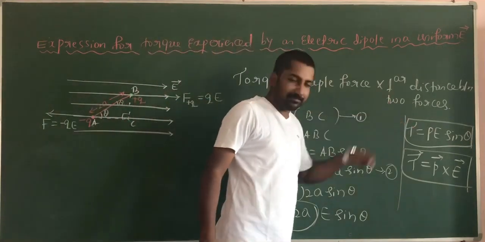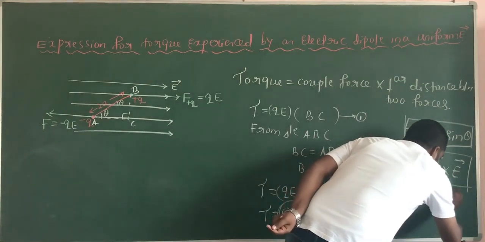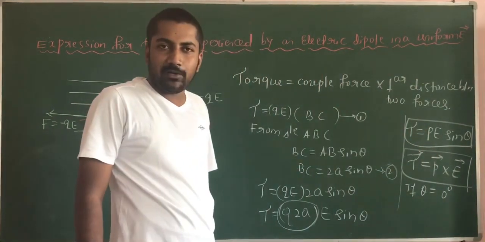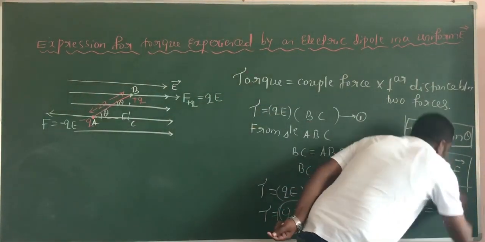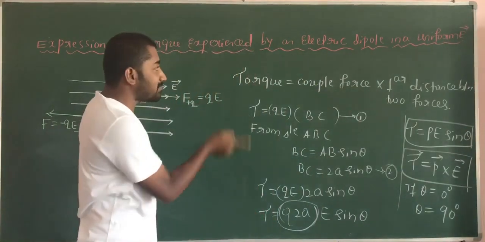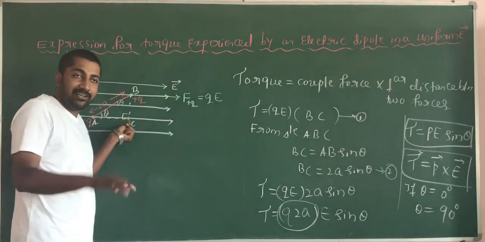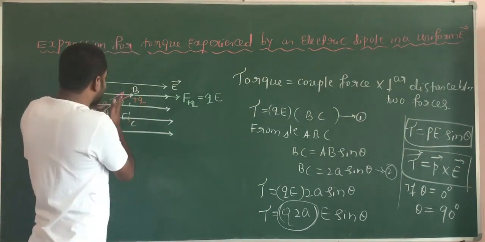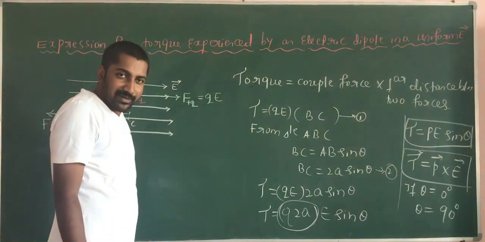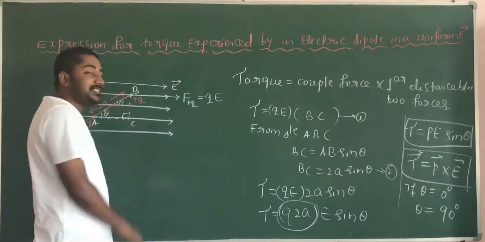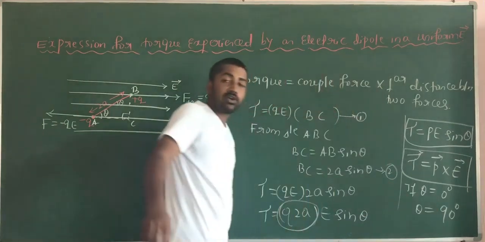When is the torque maximum? Suppose theta is equal to 0 degrees, sin 0 degrees is 0, then the torque is minimum. If theta is equal to 90 degrees, sin 90 is 1, so the torque is maximum. When this electric dipole is perpendicular to the direction of the electric field, torque is maximum. If theta is equal to 0, the torque is minimum.